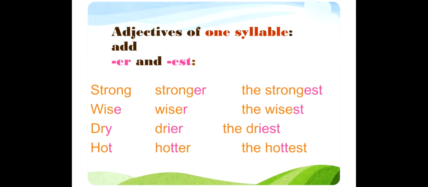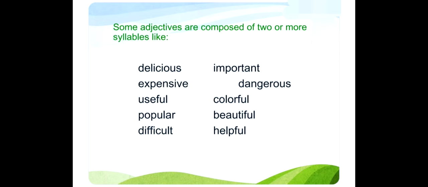Next, adjectives of one syllable add er and est. As we discussed, we add er to one syllable words in the comparative form, and est in the superlative form, like strong, stronger, strongest; wise, wiser, the wisest; dry, drier, the driest; hot, hotter, the hottest. These are one syllable adjectives. Next, some adjectives are composed of two or more syllables, like delicious, expensive, useful, popular, difficult, helpful, beautiful, colorful, dangerous, important. These are adjectives which have more than two syllables.